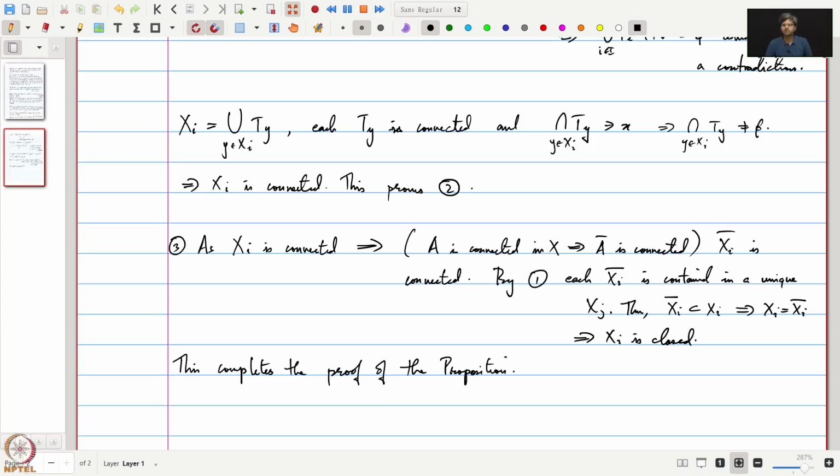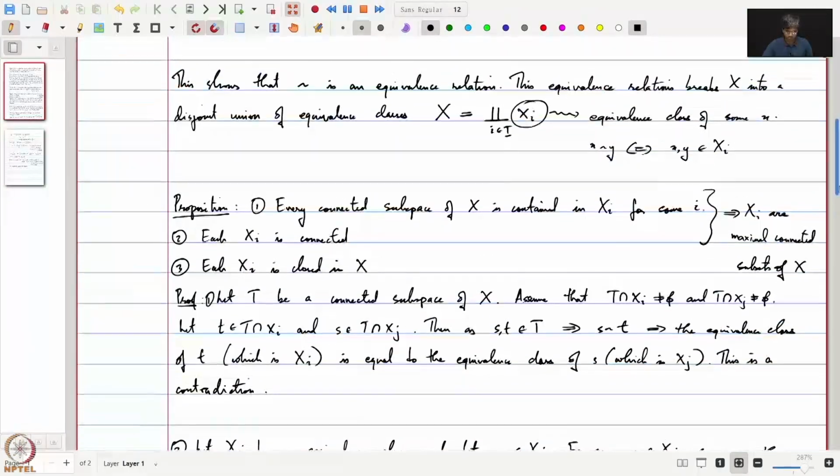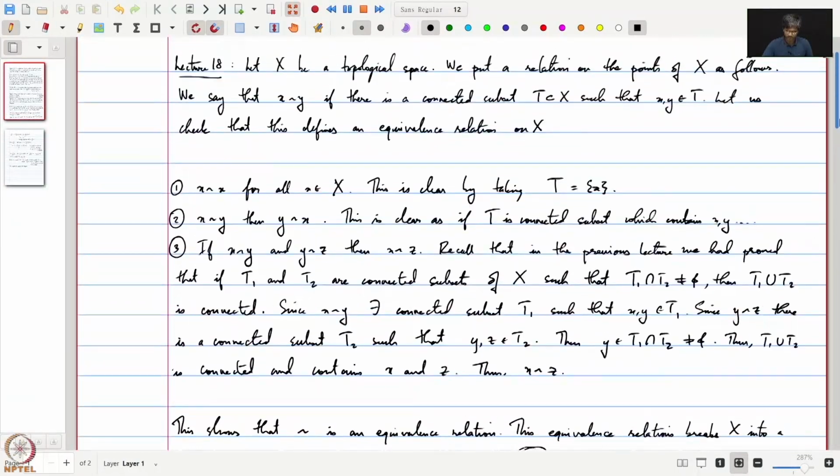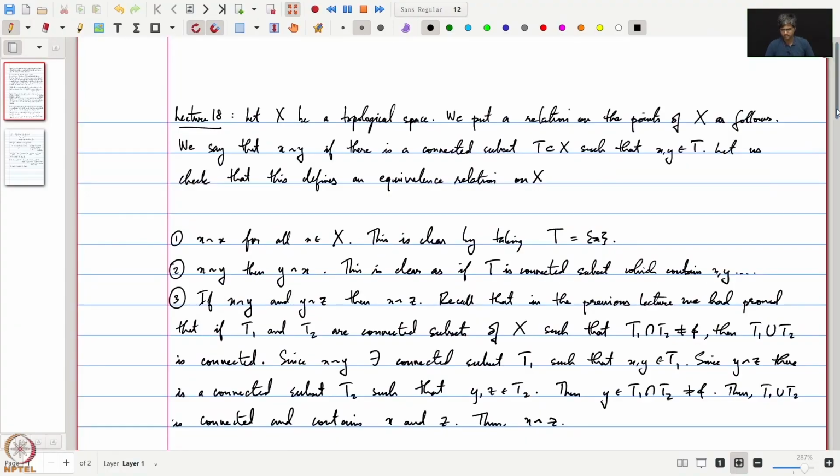Right. So the proposition says that given any topological space X, we can break it up into these equivalence classes, and each equivalence class is defined by that relation that we started the lecture with. Right, and each of these equivalence classes, they are connected and they are closed, and any connected subspace is contained in one of these equivalence classes.